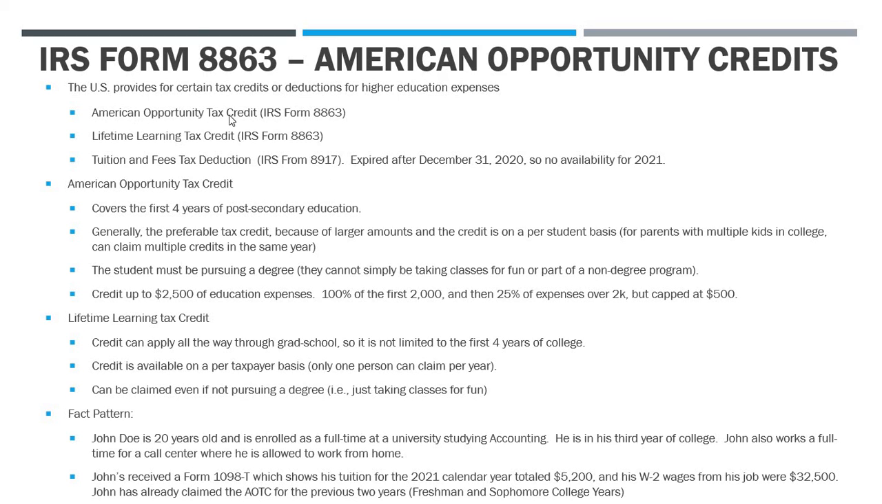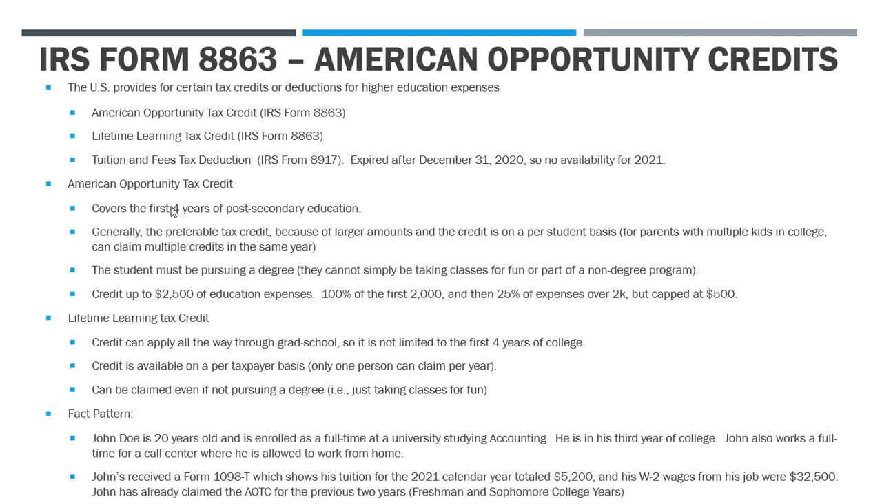But for now, all we're working with here on the Form 8863 is the AOTC and the Lifetime Learning Tax Credit. Okay, so what are some of the highlights on the AOTC and the Lifetime Learning Credits? Well, the American Opportunity Credit covers the first 4 years of post-secondary education. That means after high school, your first 4 years of college, okay? Whereas the Lifetime Learning Credit can apply to any kind of education all the way through grad school. So it's not limited to your first 4 years of college, okay?